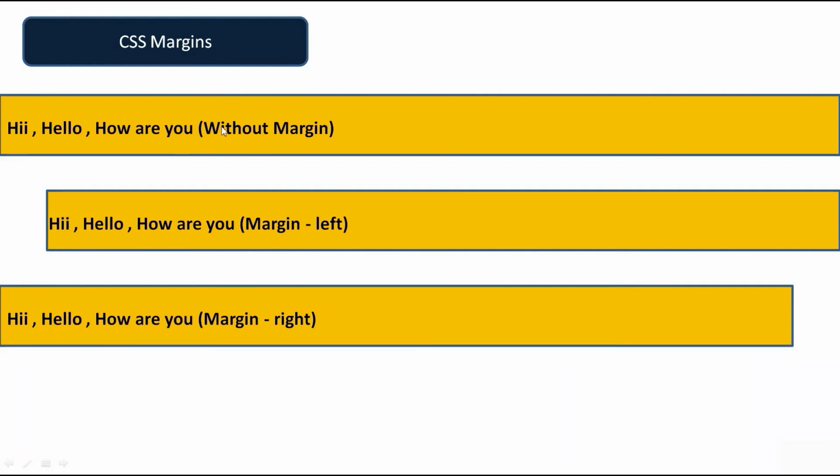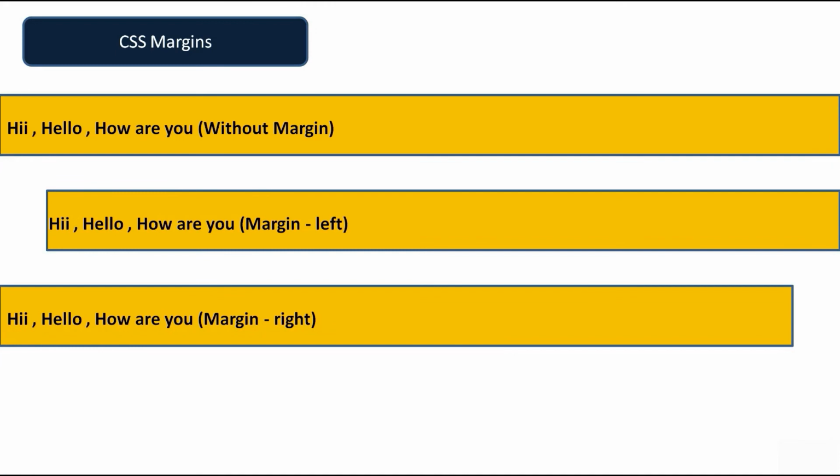The first h1 text is without margin. You can see there is no gap between the right side and the left side. For the second h1 text, there is some gap from the left side. This is called as margin left. And for the third h1 text, there is some gap from the right side. So here we will call this gap, this space as margin. Now we are going to see how to apply this margin using CSS.